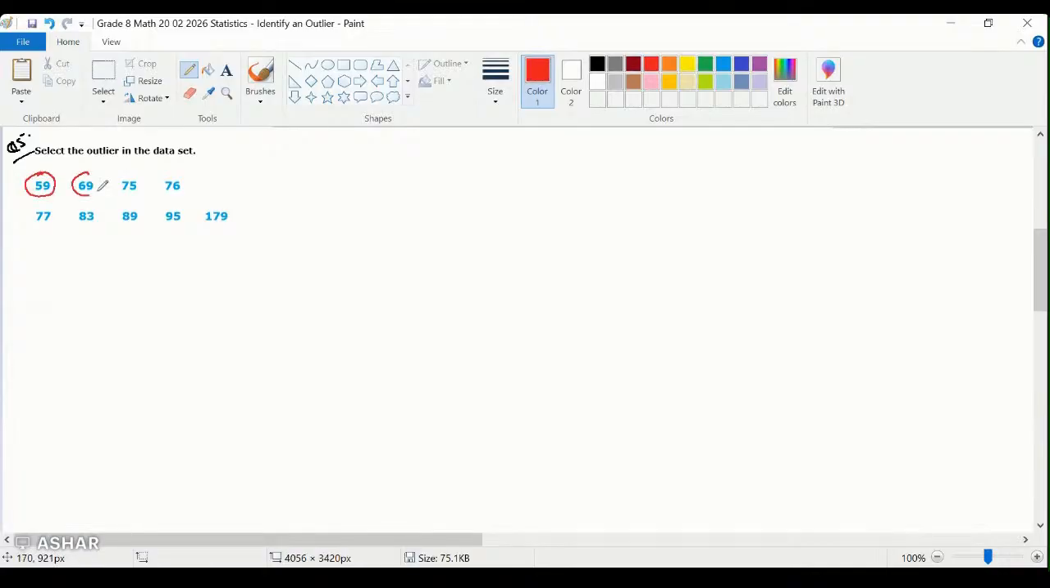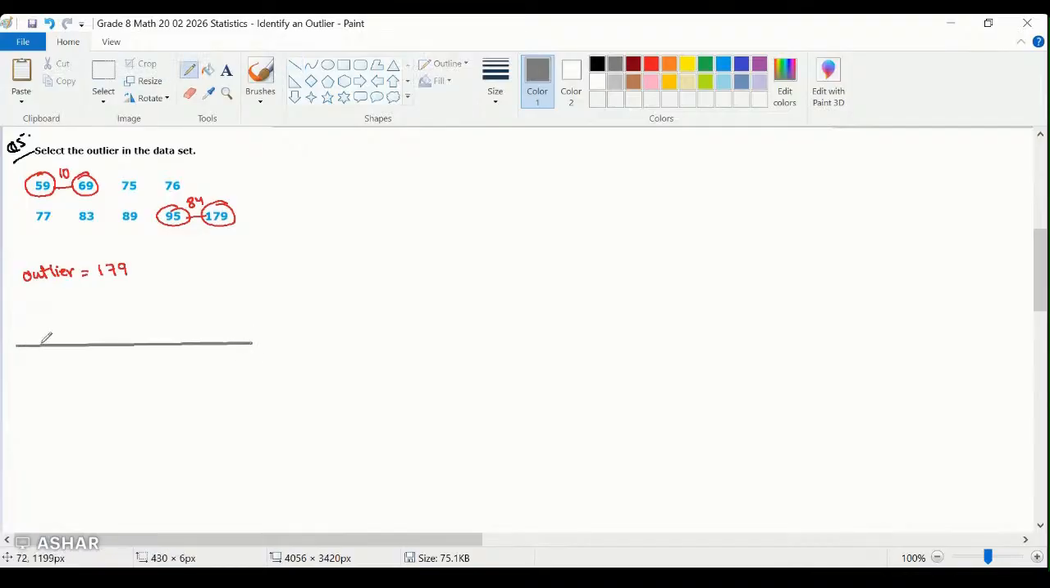59 and 69 have a difference of 10. 179 and 95 have a difference of, let's see, 179 minus 95, a difference of 84. So which numbers have a huge difference? Yes, 179 has a bigger difference. So we can say the outlier is 179.